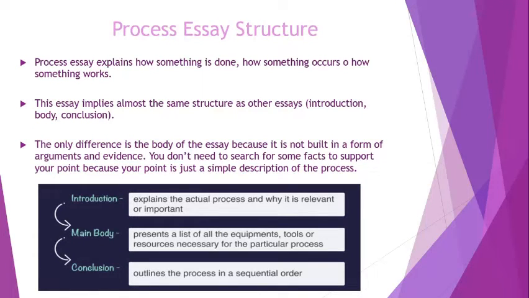Process essay structure. A process essay explains how something is done, how something occurs, or how something works. This essay implies almost the same structure as some other essays. We need an introduction, a body, and a conclusion. The only difference is the body of the essay. Why?